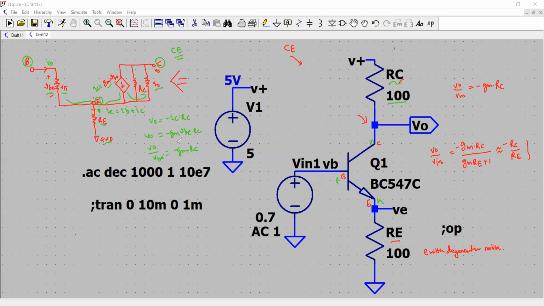But this is not the gain. Because of the addition of the RE, it will have a different value. So we are going to see that expression right now, how we can do that.